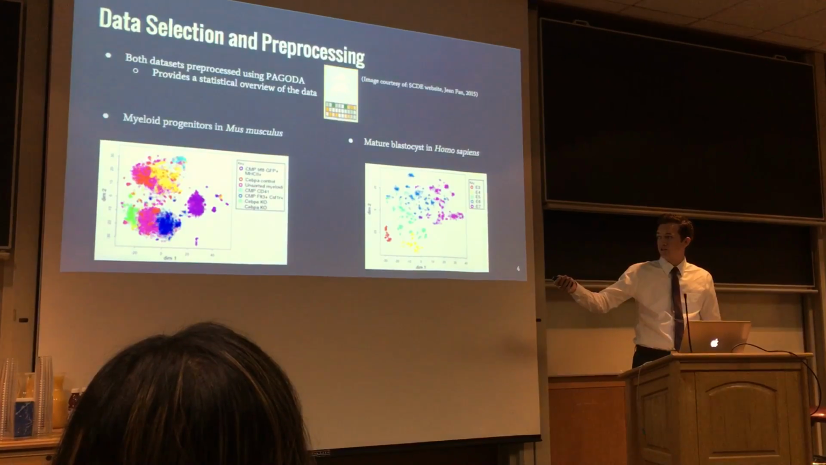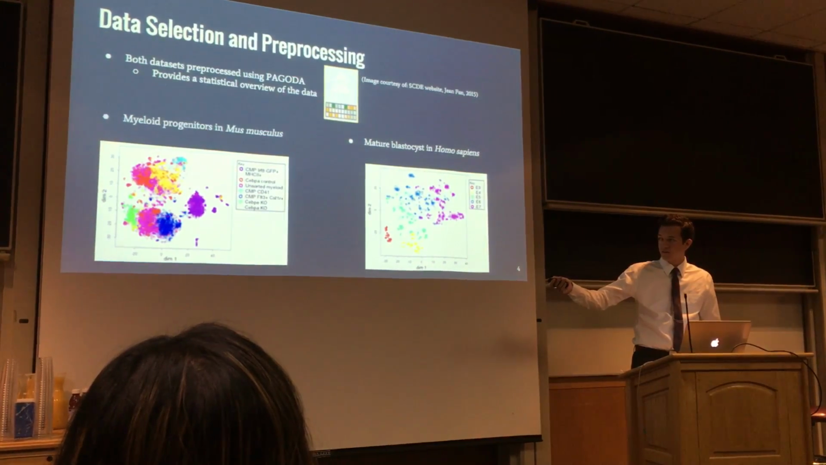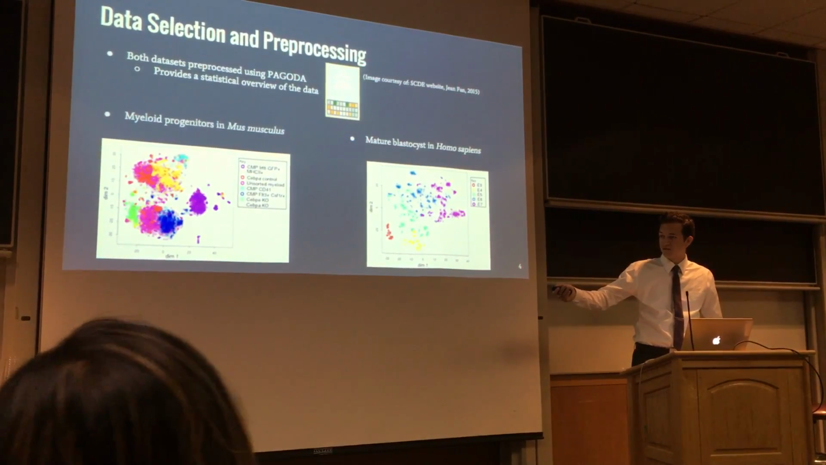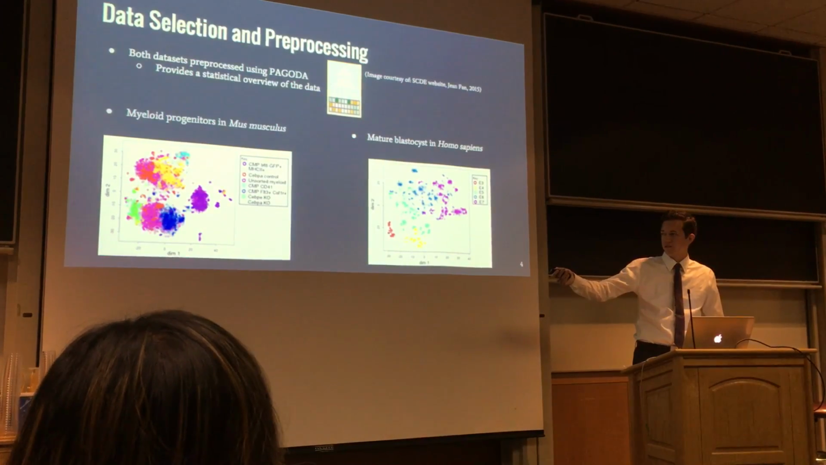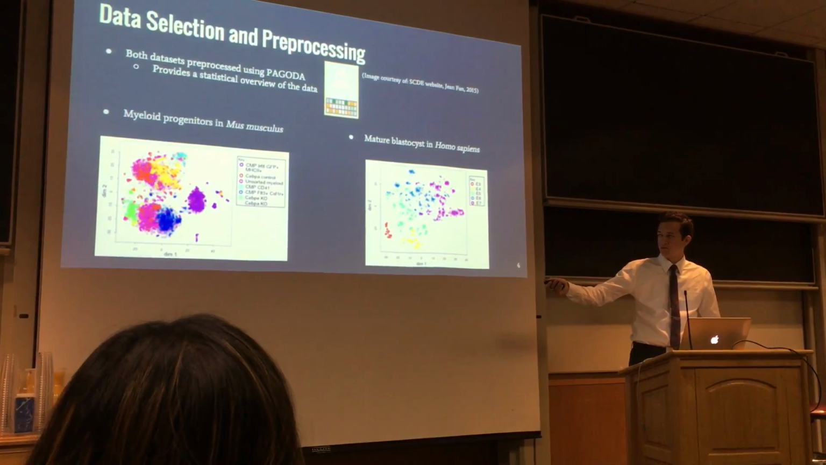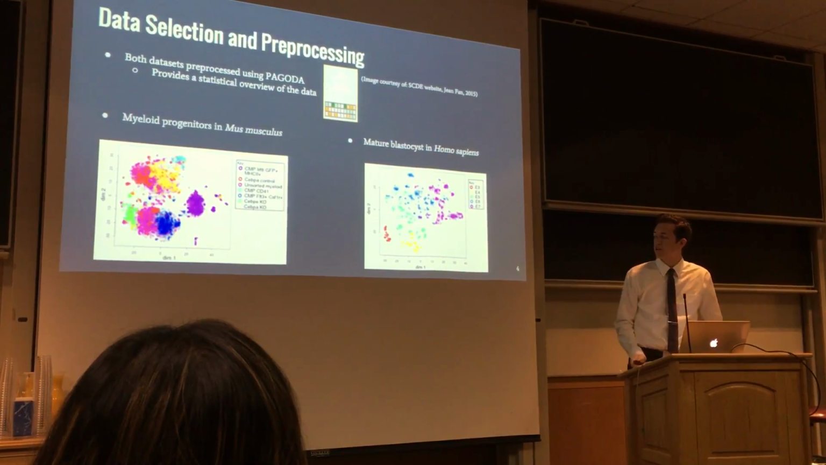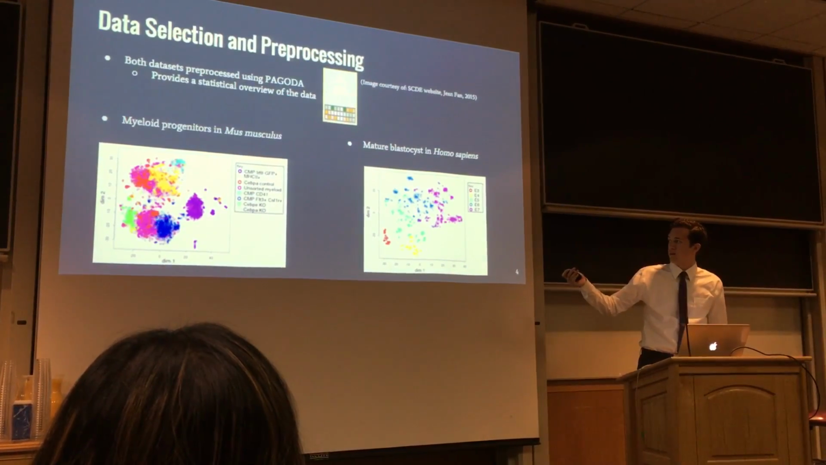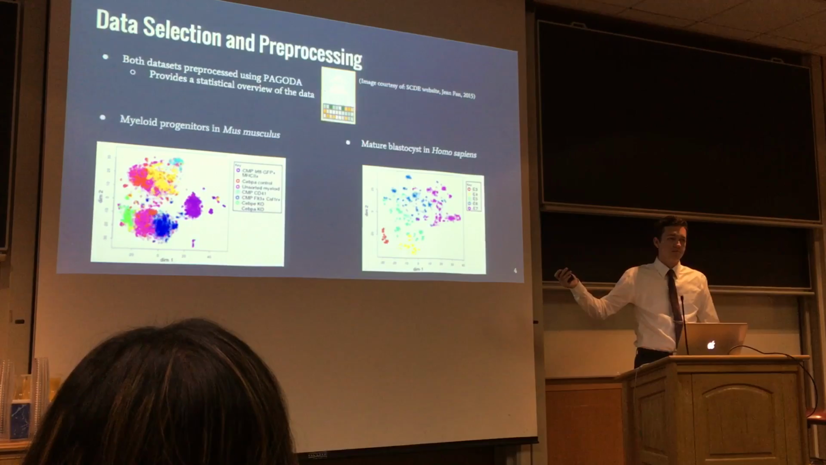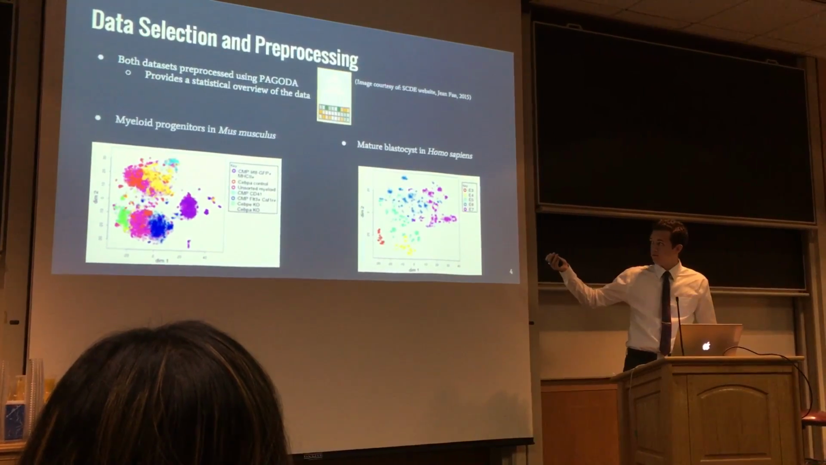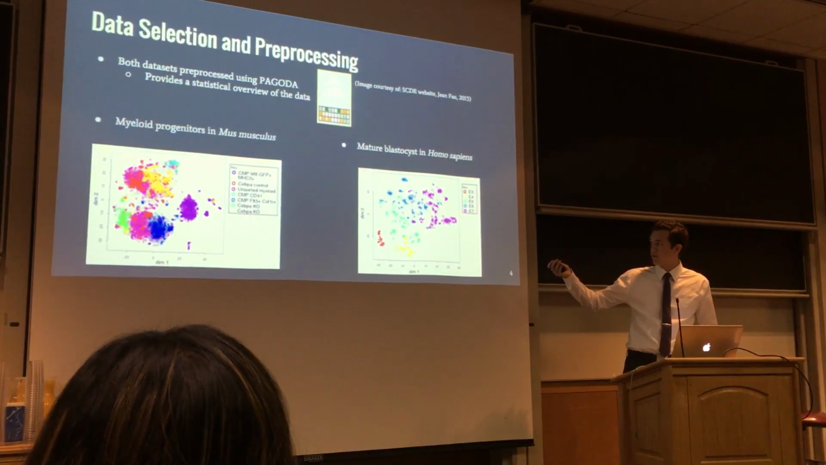And in the myeloid progenitors, you can see that the cell types are clustered, but the clusters are based on cell type. So each different color represents a different cell type that comes from the myeloid cells. And in the mature blastocyst data, each color represents a different embryonic day, ranging from embryonic day 3 to embryonic day 7.